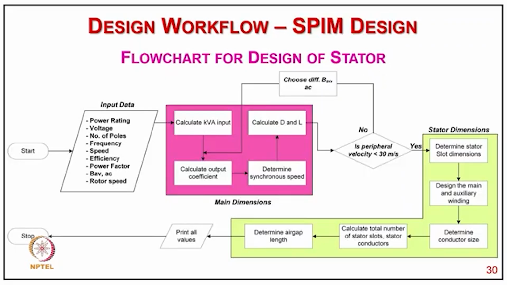Then the flow chart for design of the stator starts with all the input data: power rating, voltage, number of poles, frequency, speed, efficiency, power factor, average flux density and electrical loading, rotor speed. Then calculate kVA, then calculate the output coefficient, then determine the synchronous speed, calculate D and L. If the peripheral speed is below 30 meters per second, it is within the limit; otherwise you have to change the specific electric loading and magnetic loading.